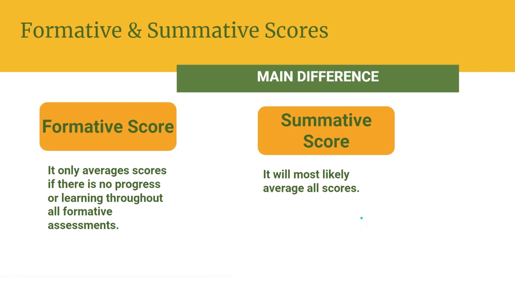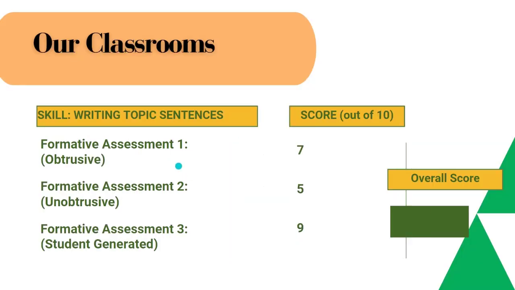And so remember, the main difference is with formative scores, you want to average those scores only if there's not progress or learning throughout all formative assessments. That will be if the student gets the same grade throughout all the formative assessments. Summative scores, you want to average those all the time.